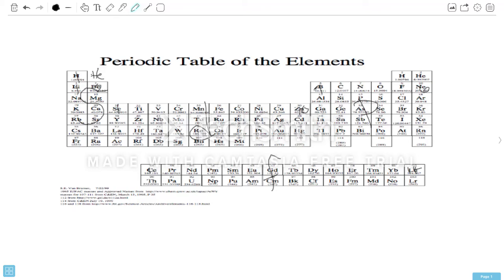In the previous video, I mentioned to you that you need to identify the different blocks on the periodic table. You have your S, your D, your P, and your F. Then I asked you to go through and number.